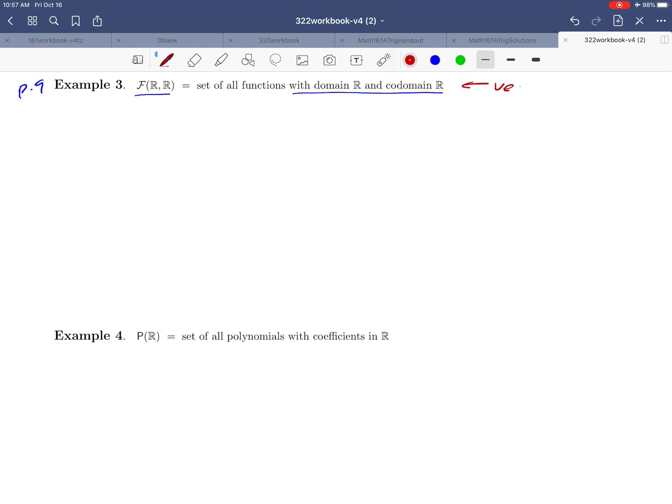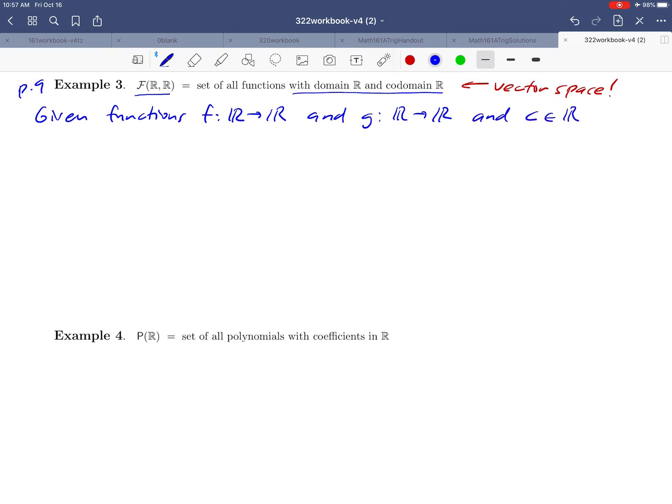And it turns out that this is also an example of a vector space. Again, if this is really a vector space, then we need to define what we mean by addition and scalar multiplication. All right, so to do that, let's start with a couple of functions. Given functions f: R to R and g: R to R, and a scalar c in the real numbers, our operations are defined as follows.